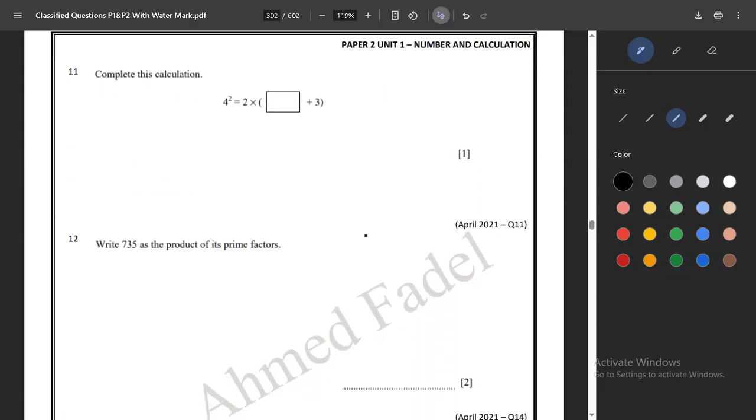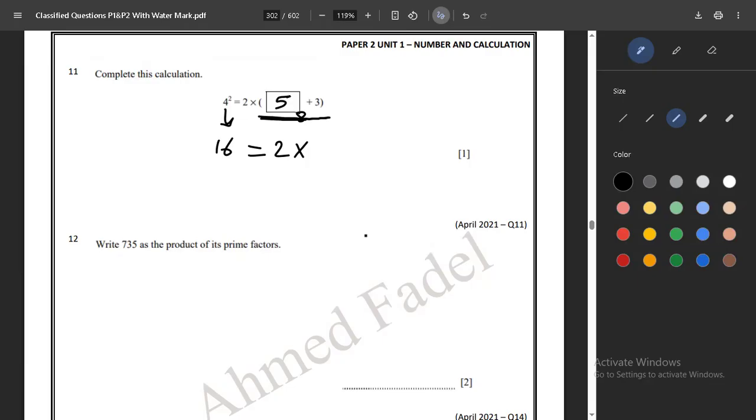Complete this calculation. 4 squared equals, well, I need first to do 4 squared. It's 16, mister. 16 is equal to 2 times something. 2 times what? 2 times 8. So what plus 3 is 8? It's 5. 5 plus 3 is 8, multiplied by 2 is 16, which is the same as 4 to the power of 2.